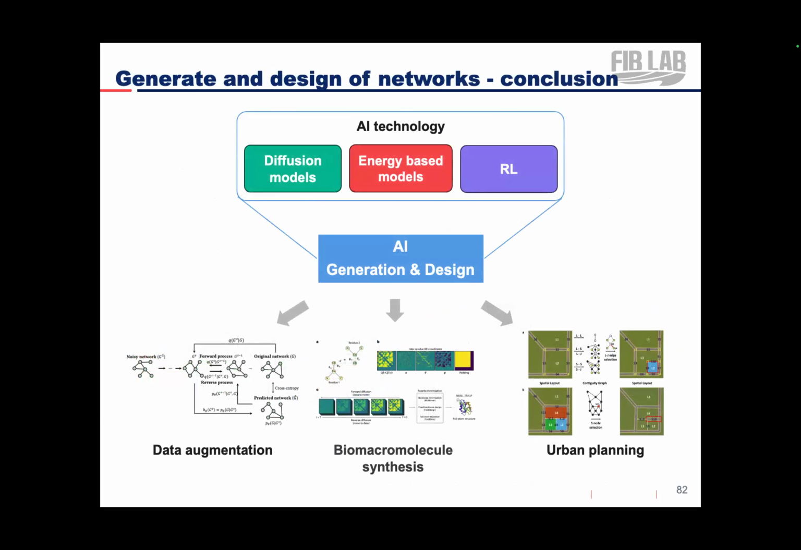So for the generation and design of networks, we have seen AI technologies such as diffusion-based models, energy-based models, and reinforcement learning. They can be used to serve as data augmentation for limited data problems, and also can generate biomolecular structures, and also can be used in urban scenarios to serve as a planning agent for urban planners.